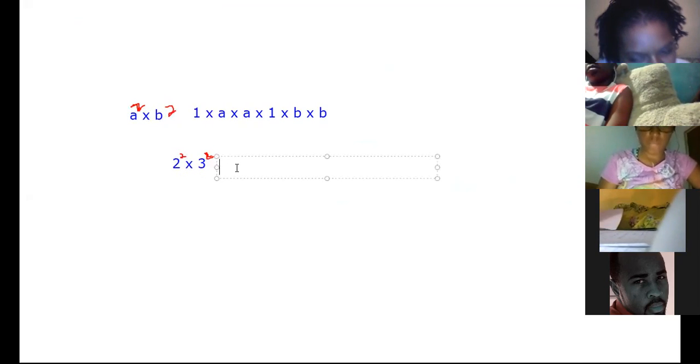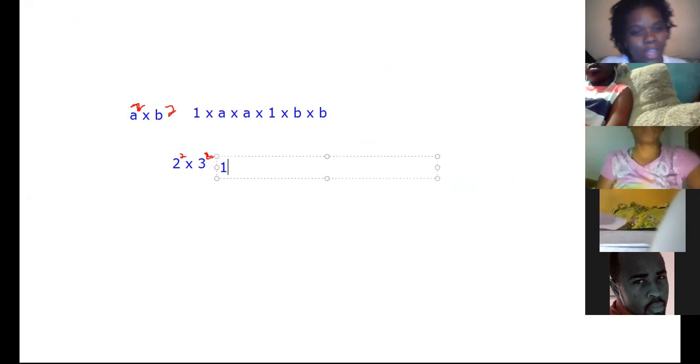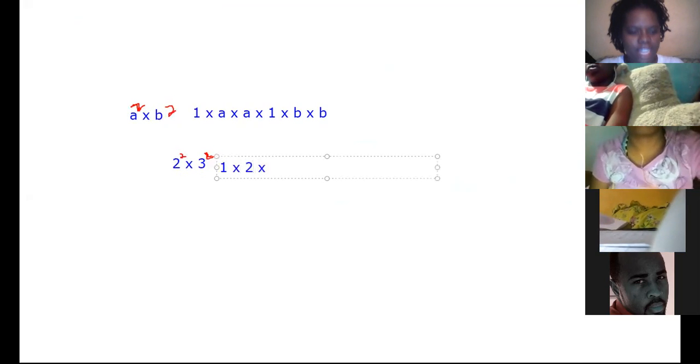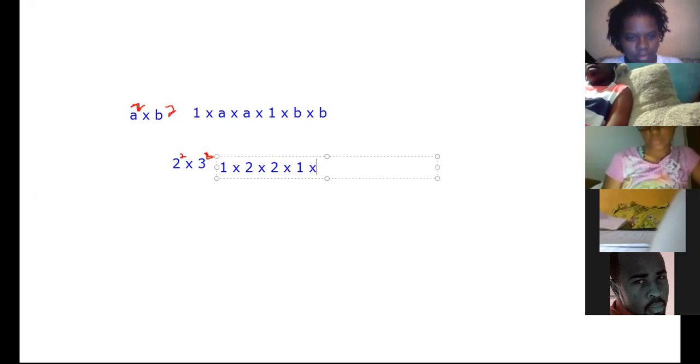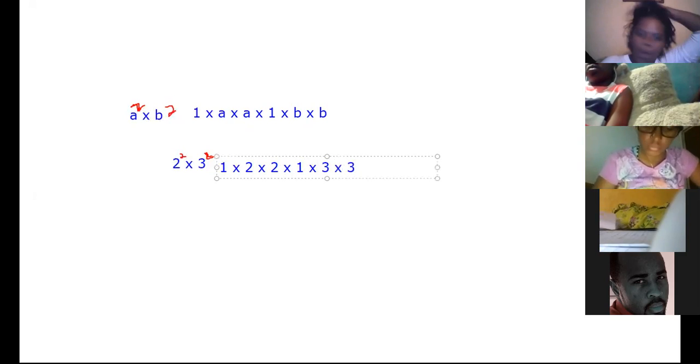But we know that 2 to the second power is 1 times 2 times 2. Excellent. And 3 to the second power is 1 times 3 times 3. Good. So from here, we clearly know what the answer is, but we can't add the powers to find out. All right? Because the bases are different.